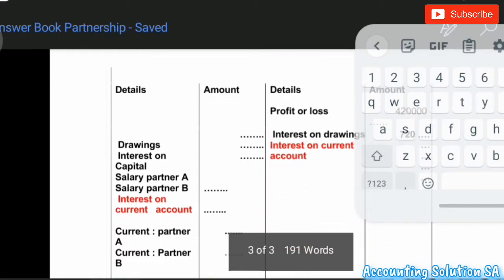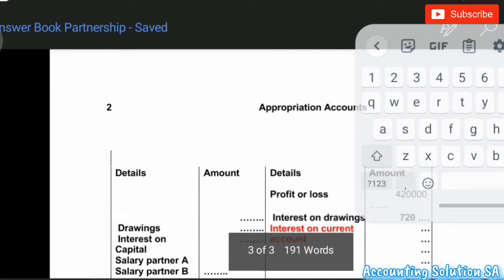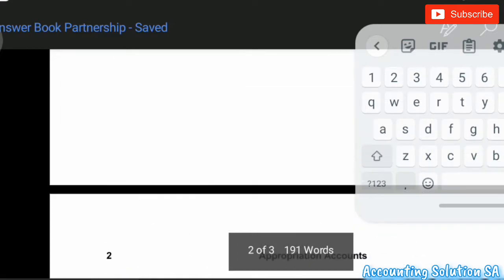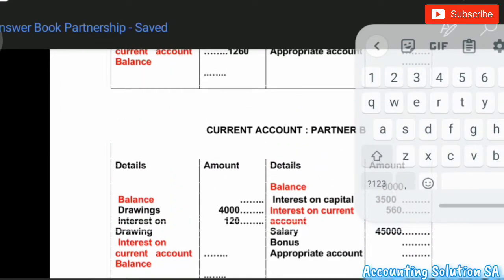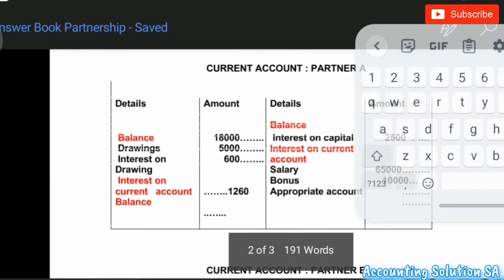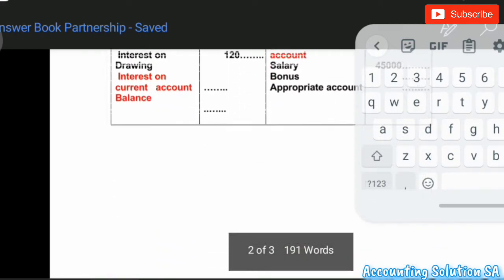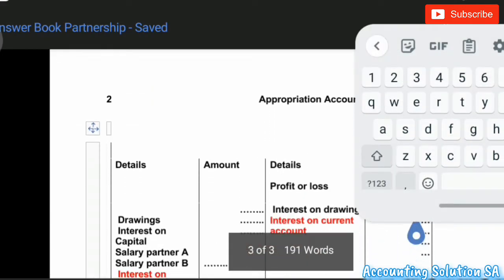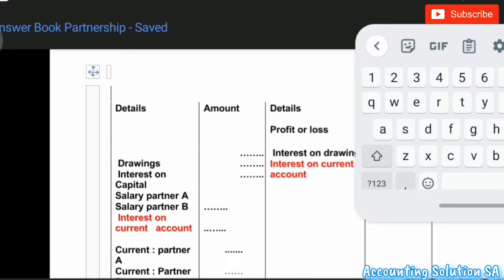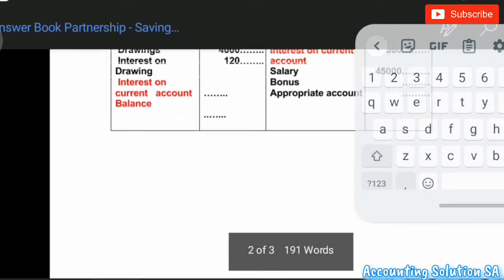Then let's proceed. Drawings, let's take drawings for both partners. The other partner will draw 4,000, the other one will draw 5,000, which means that in total is 9,000. You can show the calculation in a bracket before you put the 9,000. Okay, then let's proceed.